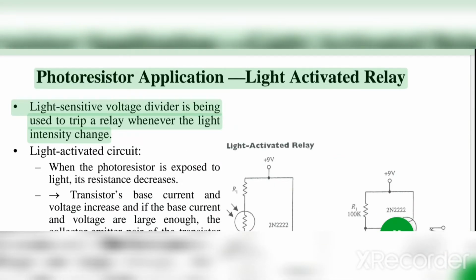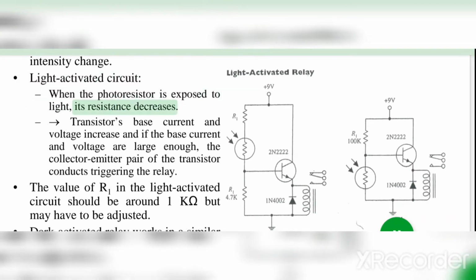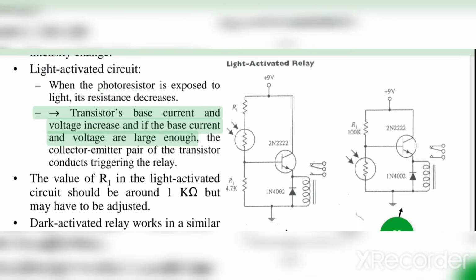Photoresistor application: light activated relay. A light sensitive voltage divider is being used to trip a relay whenever the light intensity changes. Light activated circuit: when the photoresistor is exposed to light, its resistance decreases. The transistor's base current and voltage increase, and if the base current and voltage are large enough, the collector-emitter pair of the transistor conducts, triggering the relay.